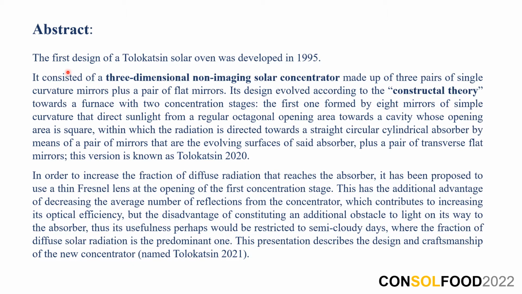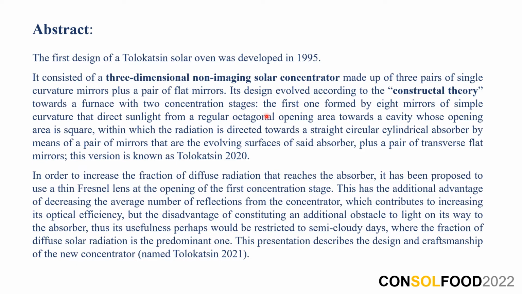The first design of a Tolokatsin solar oven was developed in 1995. It consisted of a three-dimensional, non-imaging solar concentrator made up of 3 pairs of single curvature mirrors plus a pair of flat mirrors. Its design evolved according to the Constructal theory towards a furnace with 2 concentration stages.